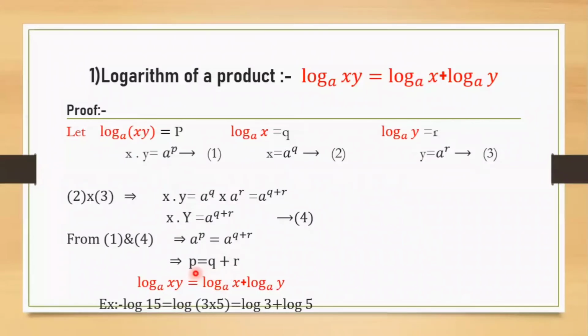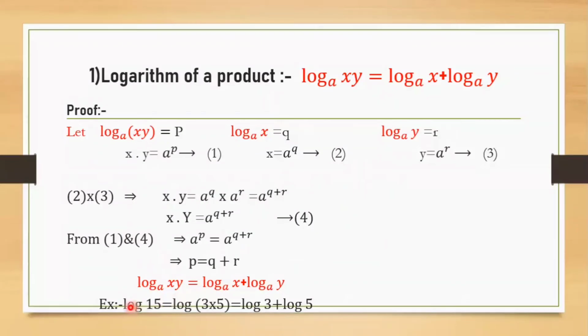But what we assumed, we consider log of x into y to the base a as p. So after writing p as log of x into y to the base a, q is log of x to the base a and r is log of y to the base a. Log of x into y to the base a equal to log of x to the base a plus log of y to the base a.